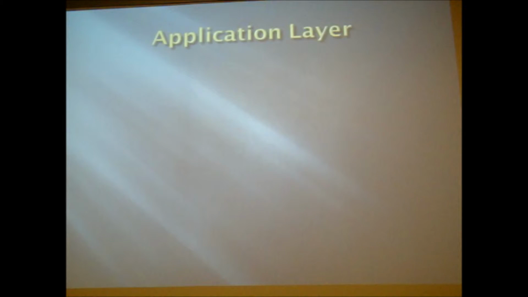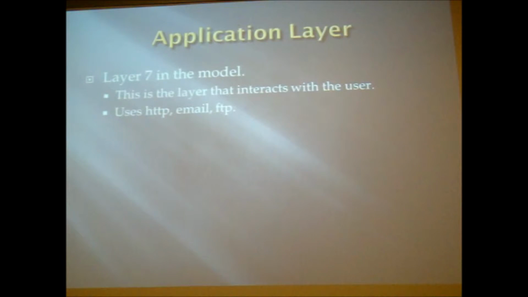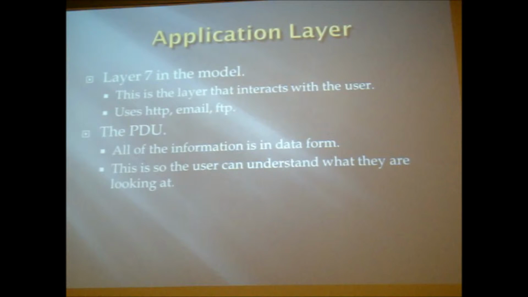The application layer. This is layer 7 in the model. This is the layer that interacts directly with the user. It uses HTTP, email, and FTP formats. The PDU at this layer is in data form, and all information involved with this layer is in data form. This is also so the user can understand what they are looking at and they can interact with the data.